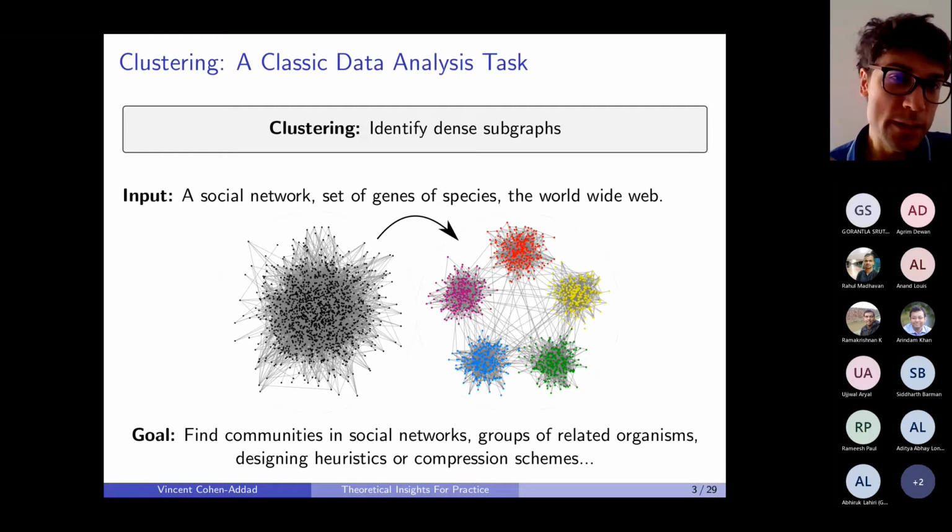And for this talk, I will define clustering a bit differently than what we did last time. So here we are given a graph, so we have vertices and edges between the vertices, and the goal is to identify dense subgraphs. So for example, if you have a social network, a set of genes of species, or the World Wide Web, what you would like to find are essentially communities or a group of points that are densely connected, so that share a lot of edges together, and that are less densely connected to the rest of the world.